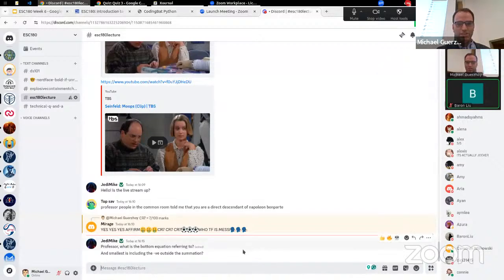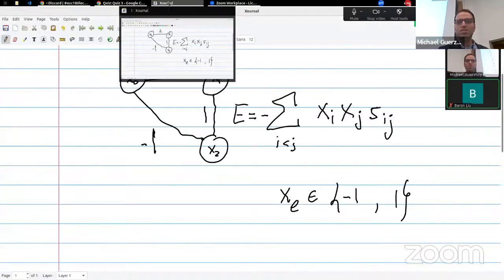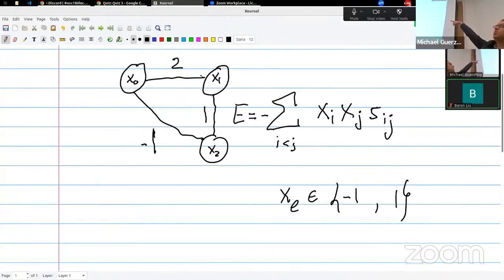What is the bottom equation referring to? This equation is the simplified equation from the slides. Essentially, what happens if you ignore the b's and set all of them to 0. So this is minus this sum. You're taking the sum over all the possible xi times all the possible xj times sij, and then you say minus all of that. That's the usual way that people write those things. You could also say forget the minus and maximize instead. That would be the same.